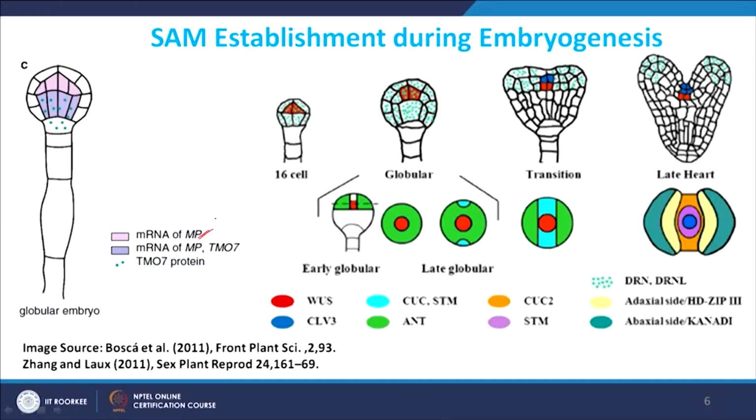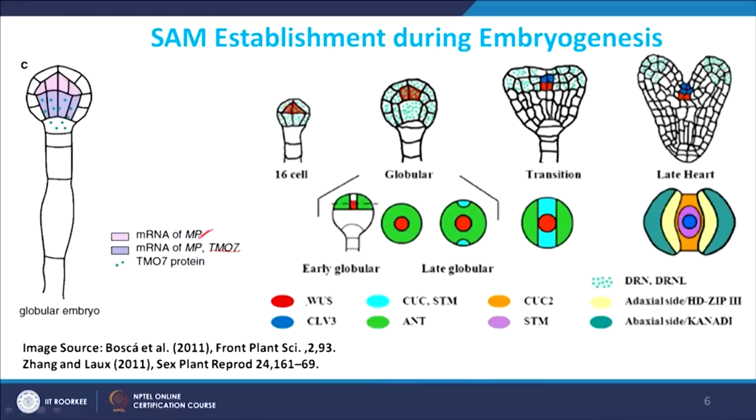MP is a transcription factor, which is auxin response factor 5. If you look here, the messenger RNA of MP is expressed in the apical site, and it overlaps here with TMO7, whereas TMO7 protein is present here as well as here. Some other regulators of shoot apical meristem establishment and maintenance are also activated during embryogenesis. For example, you will see later USHL, CLAVATA3, CUC, STM. All these are expressed or activated at a particular stage in a particular cell.